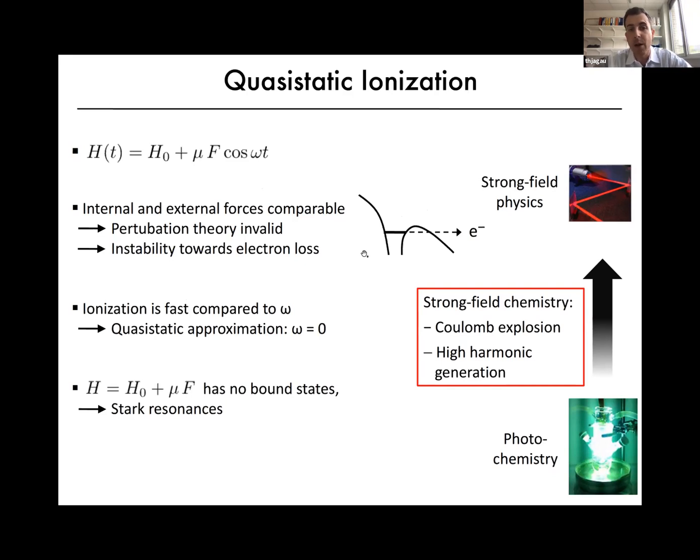Now the question is, on what time scale does that happen? Is the electron still busy getting out when the laser flips around, or has it already left? And in typical applications of high harmonic generation or Coulomb explosion, the electron has long departed, so we can invoke this quasi-static approximation and pretend that the electron would be exposed to a static field. Now, this is the Hamiltonian we want to look at. It looks very simple, but it doesn't have any bound states. Instead, the states which are bound without the field have been turned into Stark resonances.